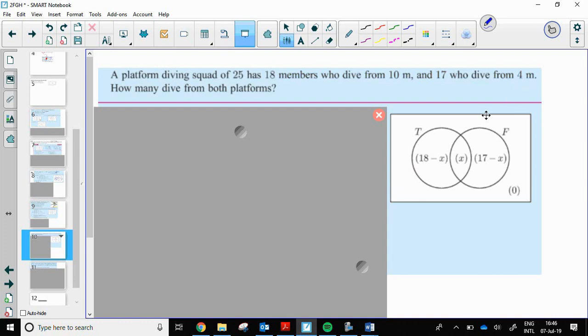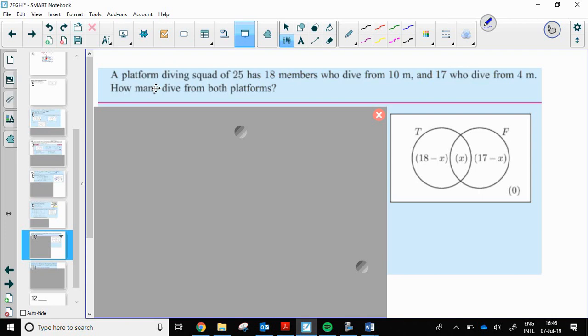And we have, obviously, there's no one out here externally from the 2 sets, because if you're not diving from 10 meters and you're not diving from 4 meters, then I guess you're just not on the diving squad. I don't know anything about diving. Maybe there's other heights in various competitions, but it can be inferred from this problem that there's nobody left out.